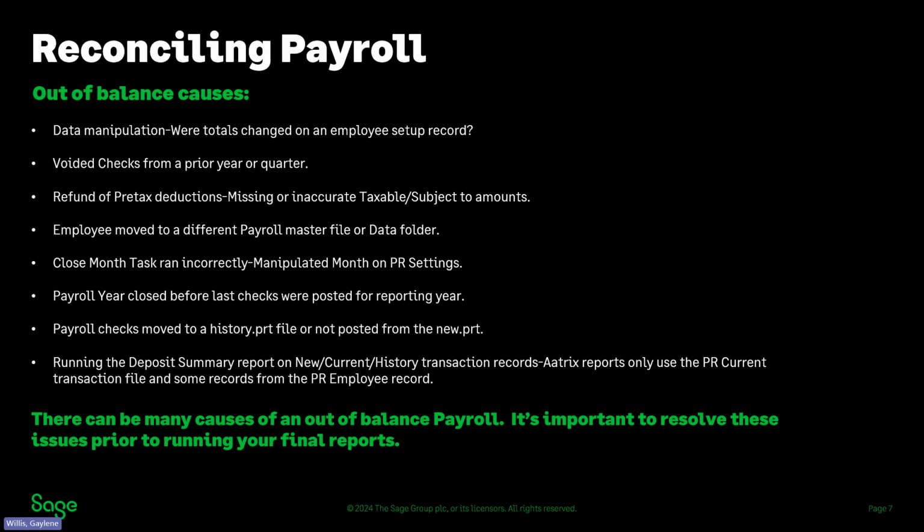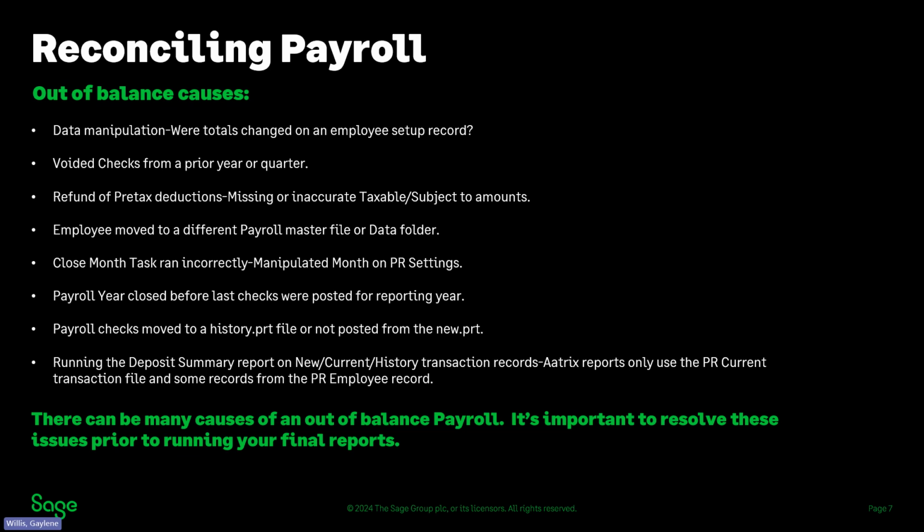In other words, were totals changed on an employee setup record? Did we have a voided check from a prior year or prior quarter? Did we have any refunds of pre-tax deductions which would cause missing or inaccurate taxable and subject to amounts? Could we have moved an employee to a different master file or data folder?